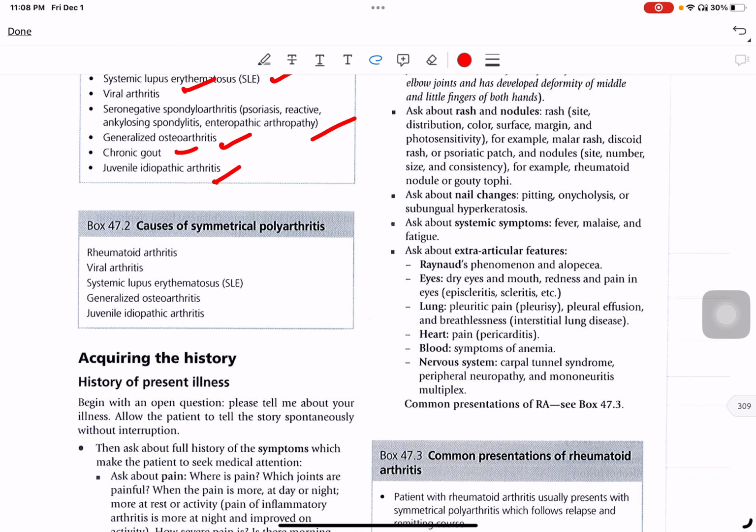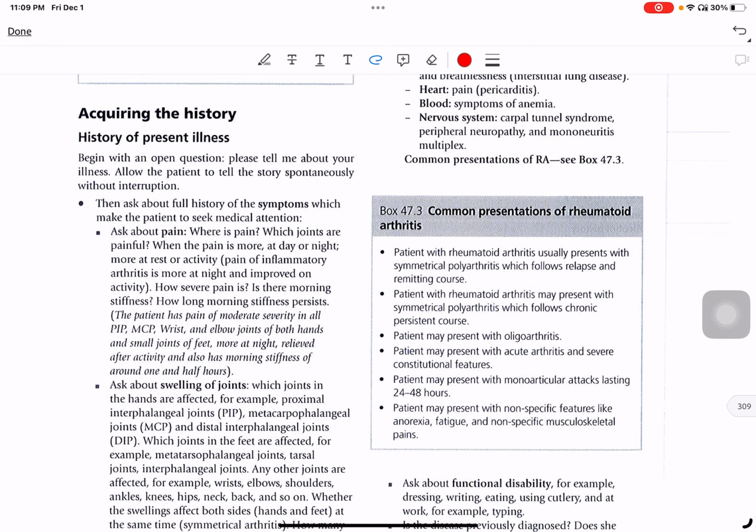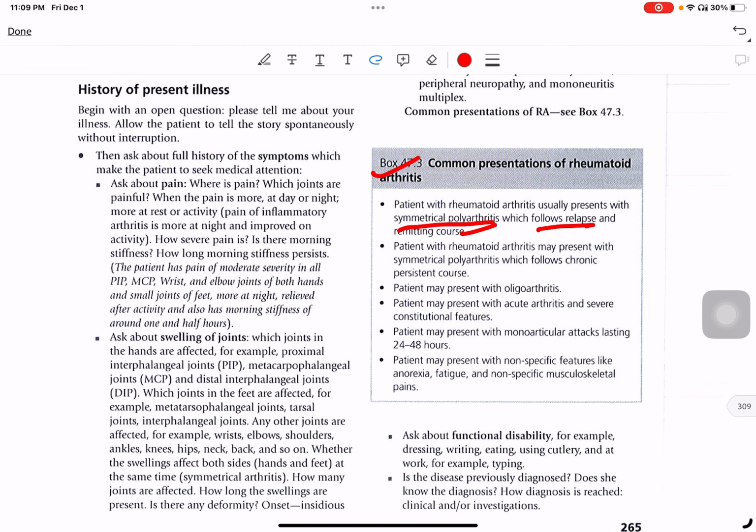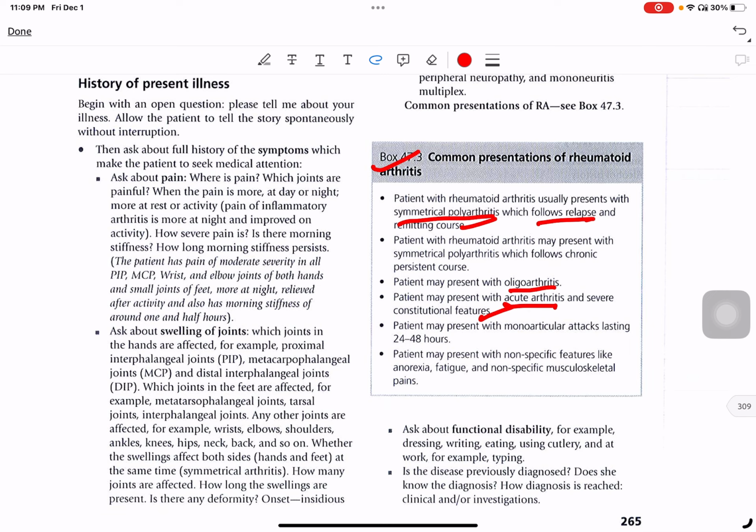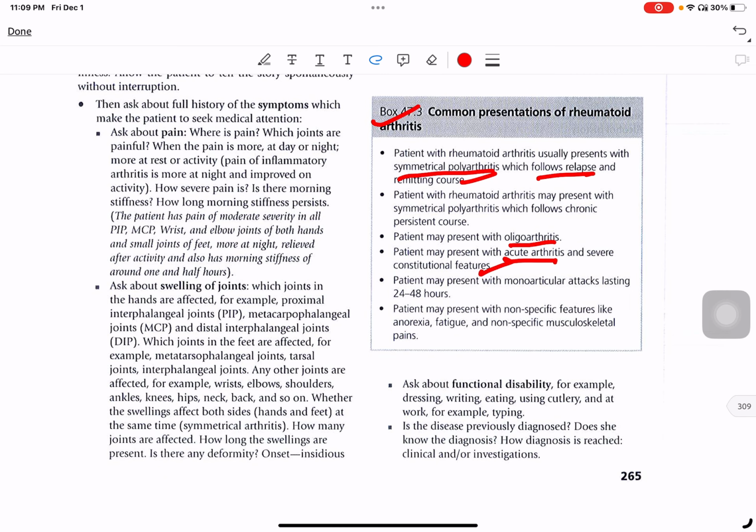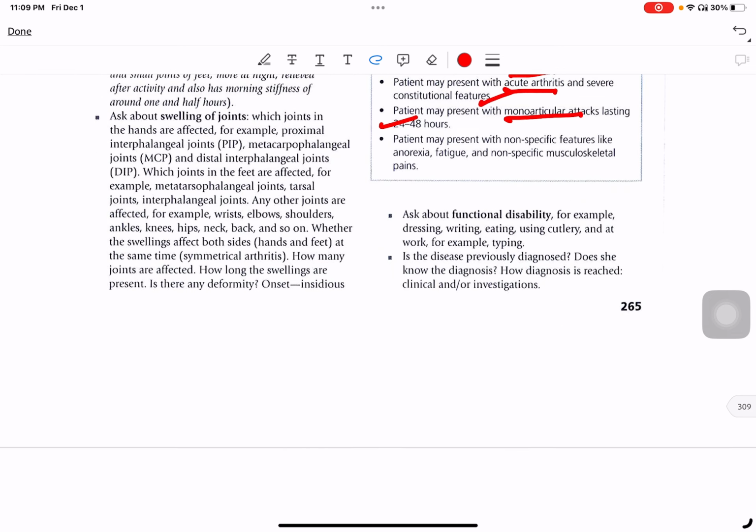And when a patient presents with symmetrical polyarthritis, then rheumatoid arthritis, viral arthritis, systemic lupus erythematosus, generalized osteoarthritis, and juvenile idiopathic arthritis become the differentials. The common presentation of rheumatoid arthritis is symmetrical polyarthritis, following relapse and remission. They present with some extra-articular presentation. They may present with oligoarthritis. They may present with acute arthritis with constitutional features. The patient may present with monoarticular attacks lasting for 24 to 48 hours.